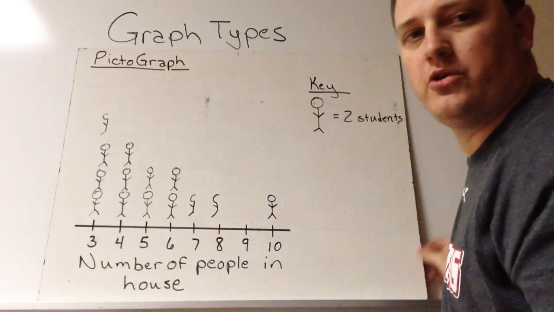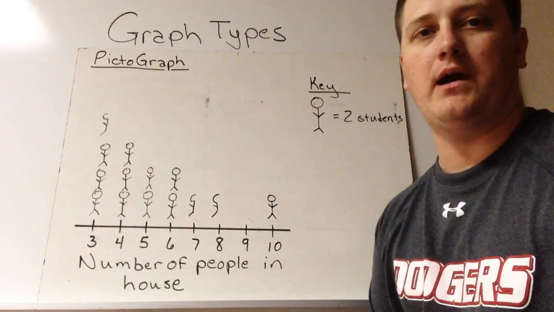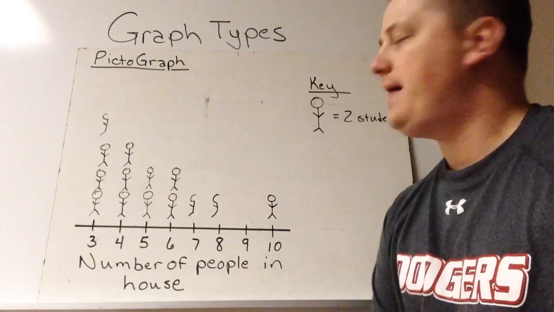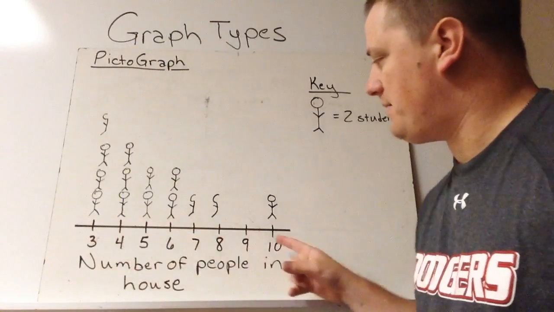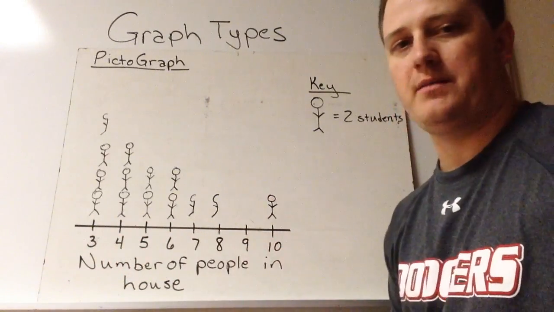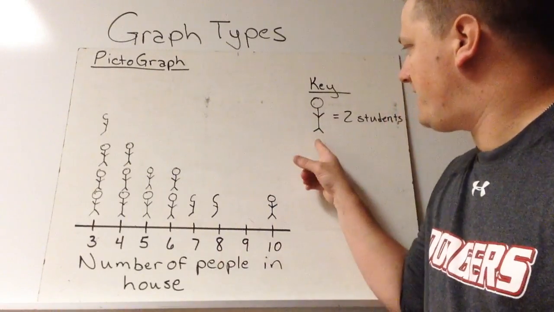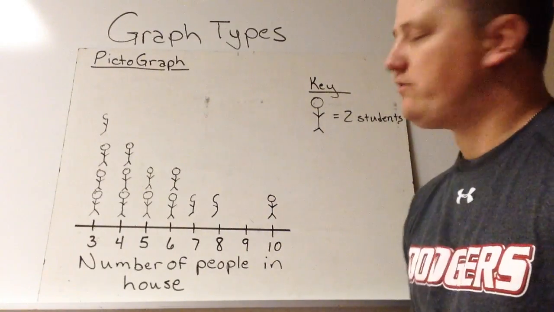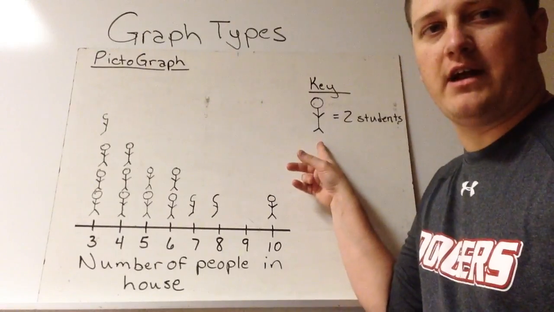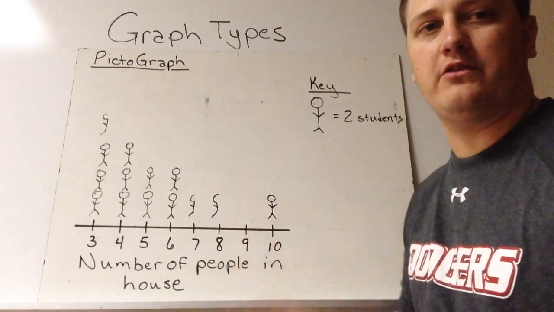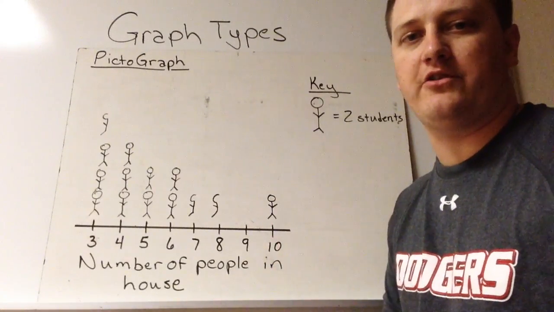So now I want to show you a pictograph for showing the data that we had. And with a pictograph, you have a number line with your numbers at the bottom, and you typically label what these are talking about. Then you have a picture that's going to represent something. So we have a little stick figure that represents 2 students. So every stick figure you see counts as 2 students.